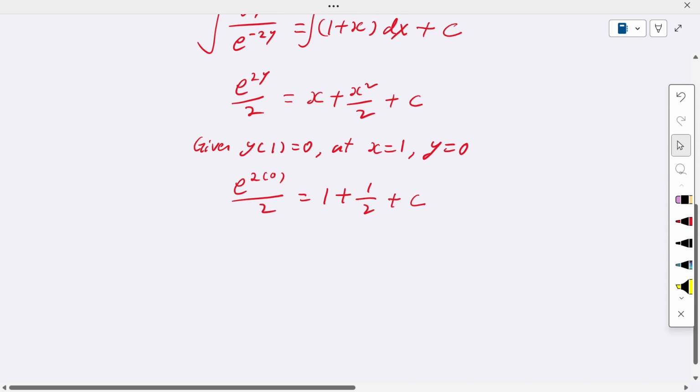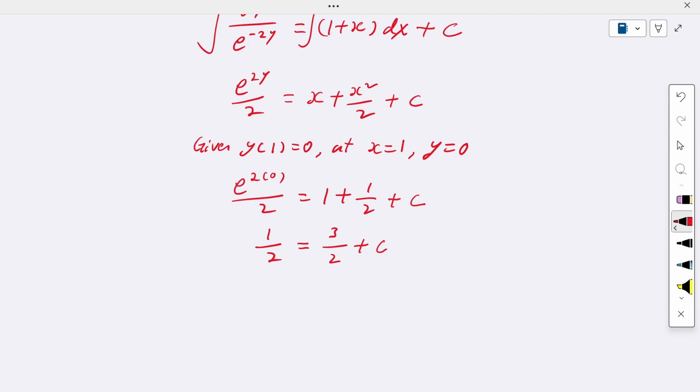Okay, so on the left side, this is equal to 1 over 2. Okay, so on the right side, we have 1 plus 1/2, which is 3/2, plus c. Right, so that means that we can find the c value. This is equivalent to minus 1. Okay, so now we have this c, we get the particular solution, which is e^(2y) divided by 2 equal to x plus x squared divided by 2, with c equal to minus 1.